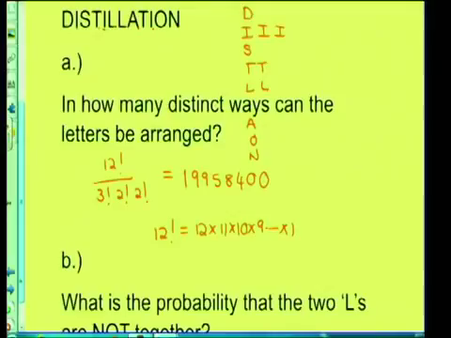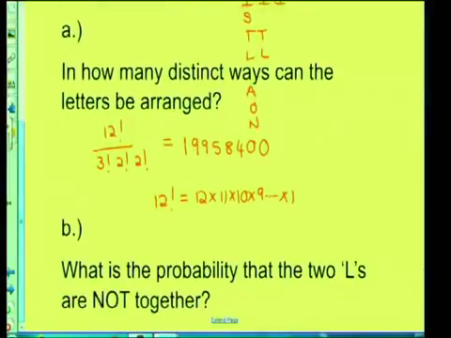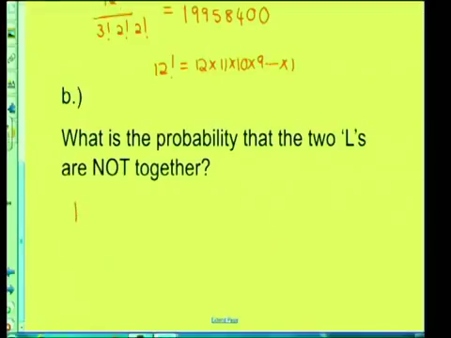Right, let's look at the B question. The B question says, what is the probability that the 2 L's are not together? Now, the best way to do it if they say not together is to put them together. So let's say, what is the probability of the 2 L's together?